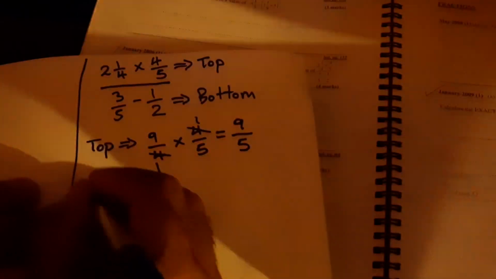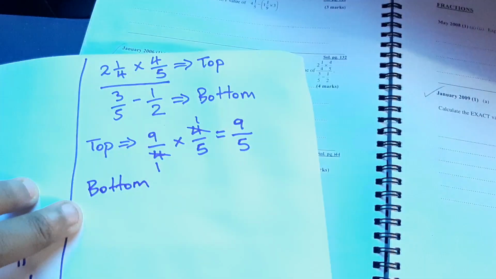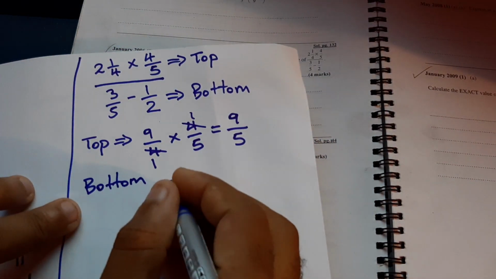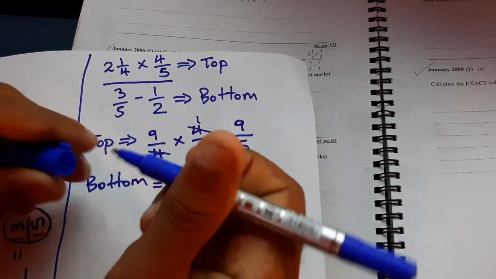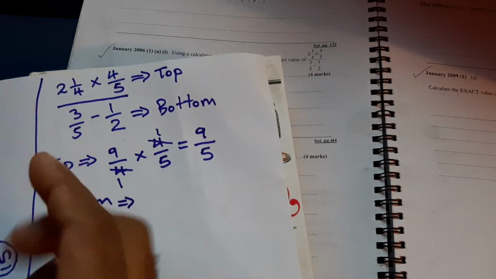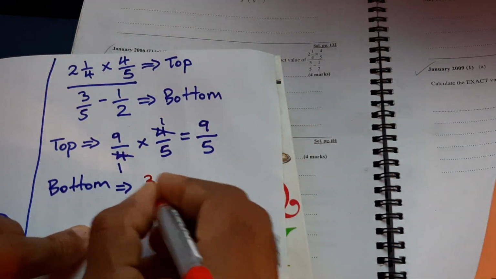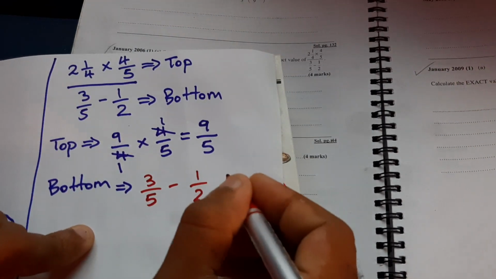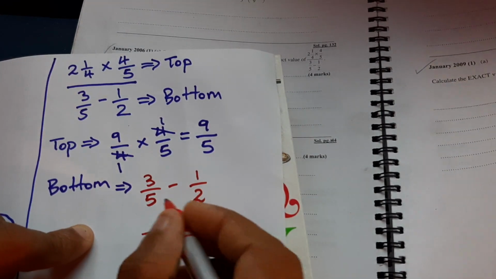Now I'm going to write the bottom section now. I'm working the bottom section now. So the bottom section, we have what? We're going to use a different color to work the bottom section here. So for the bottom section here, we have what? We have 3 over 5 minus a half. So what I'm going to have to do, I'm going to find LCM. The LCM for 5 and 2.